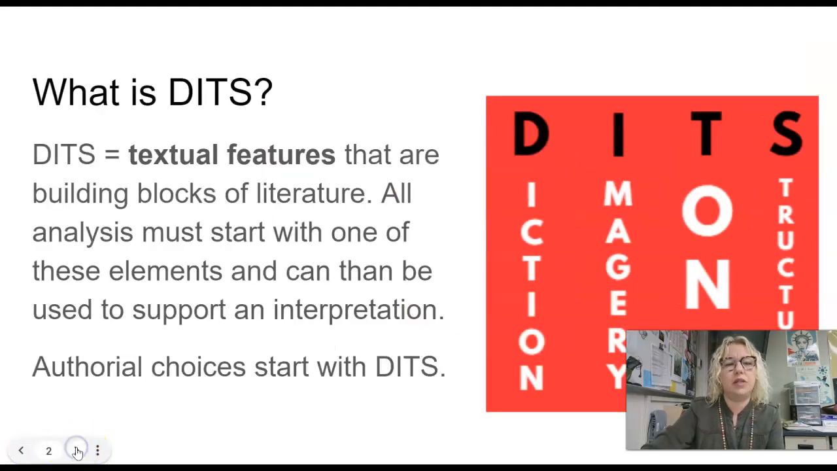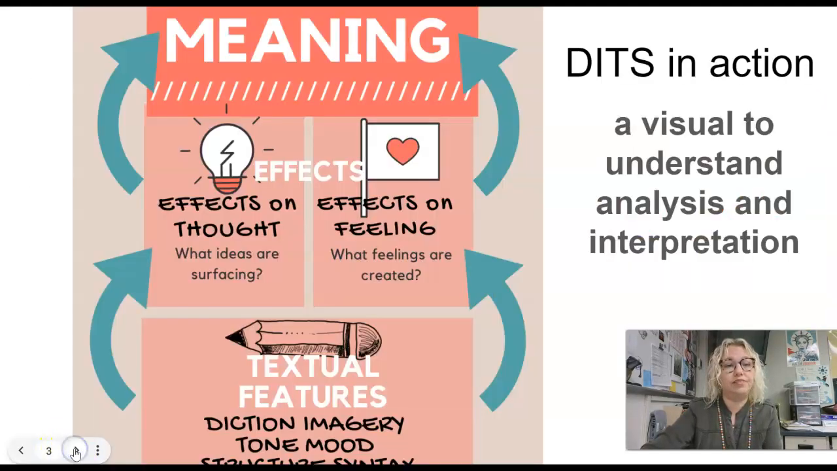All right, let's dig in a little bit deeper. These are textual features that are the building blocks of all literature. And so it's very important that any literary analysis you do in IB English gets back to one of these building blocks. All analysis must start with one of these elements and can then be used to support an interpretation. So authorial choices start with DITS.